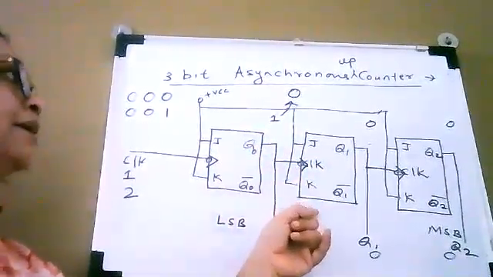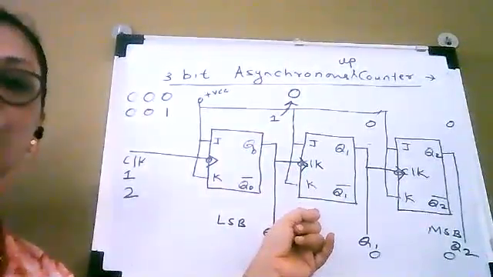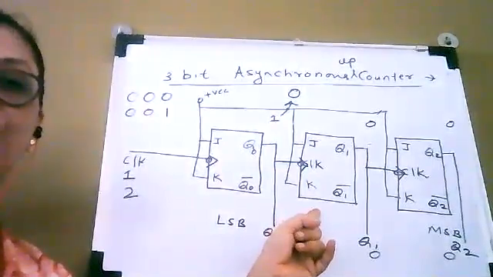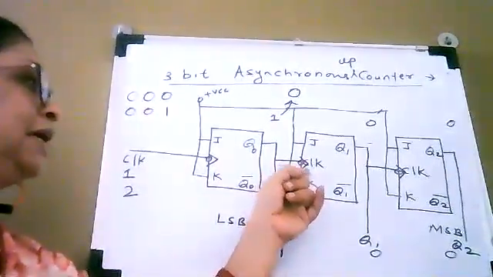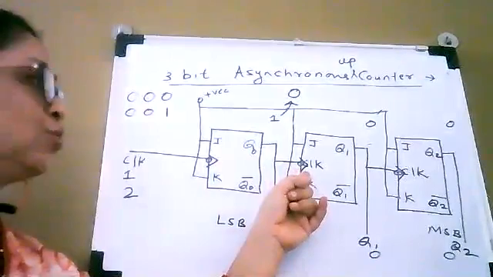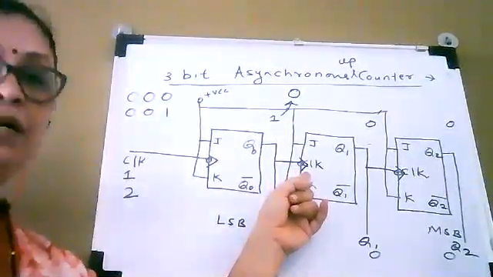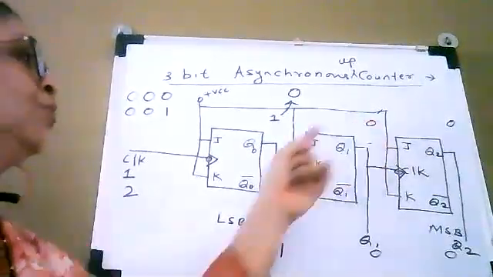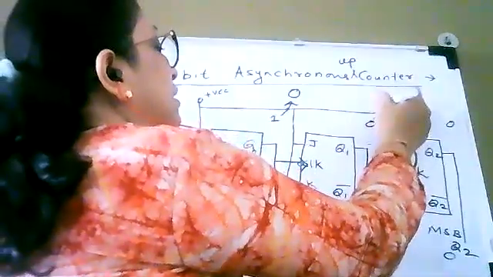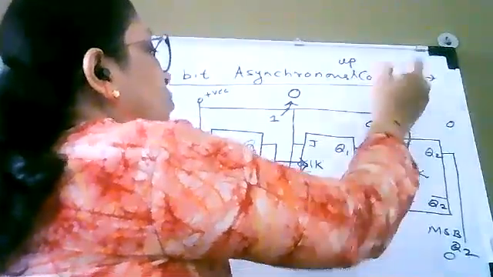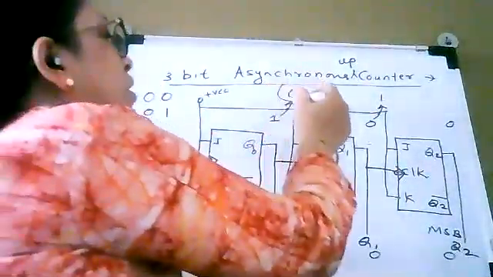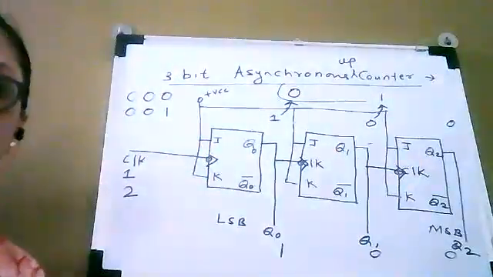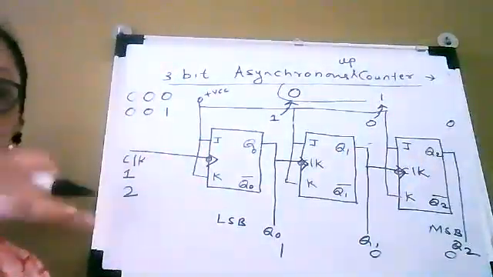Now here flip-flop number 2 is experiencing a transition from 1 to 0. So this is a negative edge of the clock pulse, and as this is a negative edge triggered flip-flop, it is going to change the state. Its previous state was 0, and it is going to toggle, that is, change the state from 0 to 1. So now you can see the output of flip-flop number 2 is changing from 0 to 1.